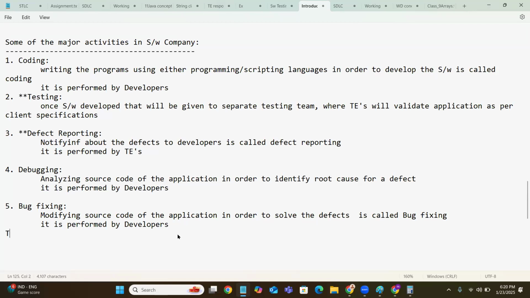Now, how to go for testing? Types of software testing will be discussed in tomorrow's class. So try to register yourself. I have already given the numbers. Tomorrow we will continue the session. It will be a 1 hour session, 5:30 to 6:30. I'm going to take the classes.